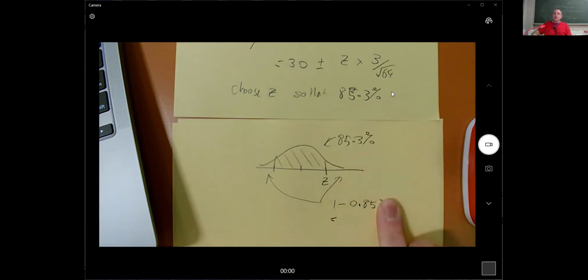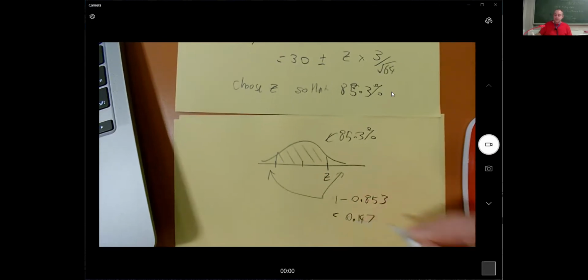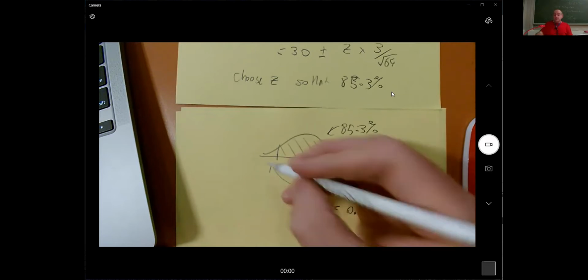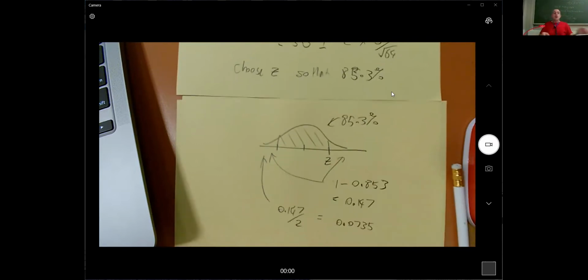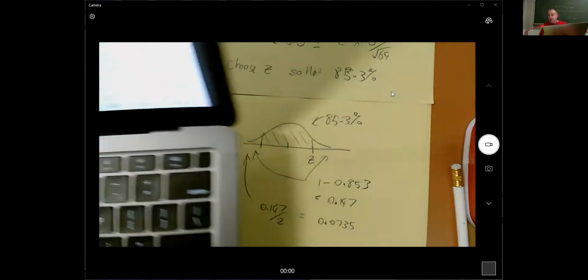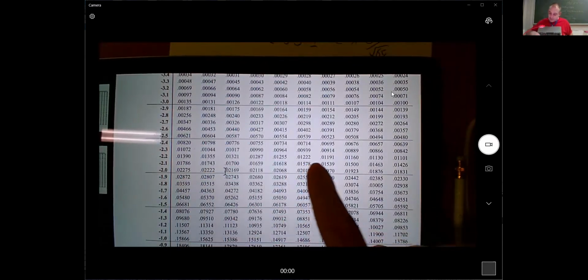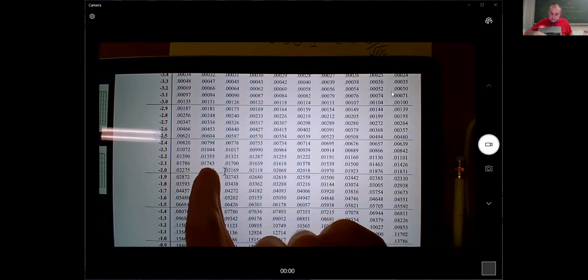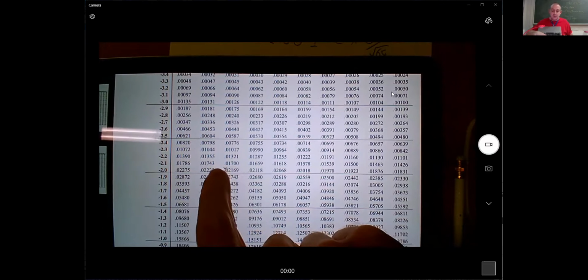If we took off 85, we'd get 15, and then we have to take off 147. And so just one of them must be divided by 2. So if I find that value in the Z table, 0735, that's about there-ish. So I've got 0743 and 0700, it's somewhere in between these two.